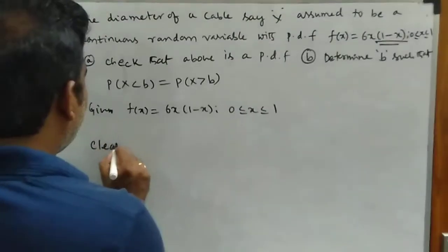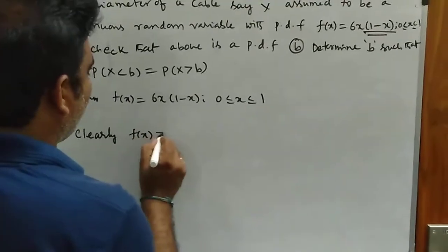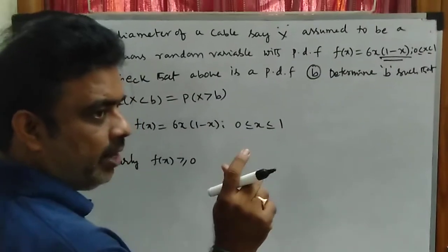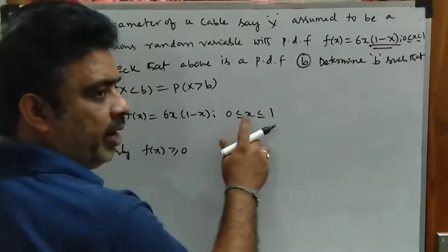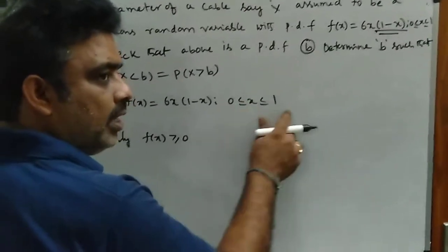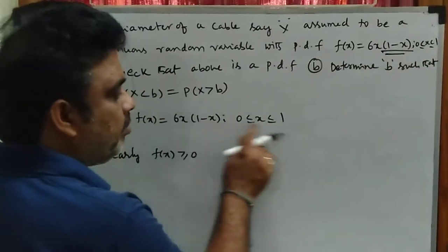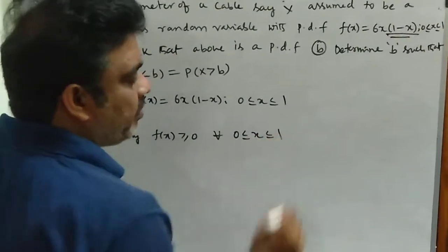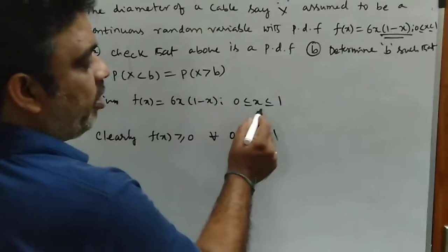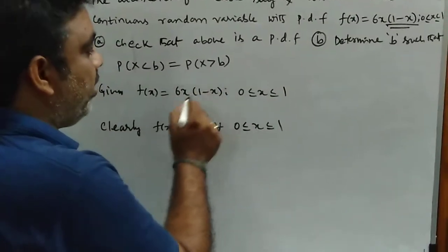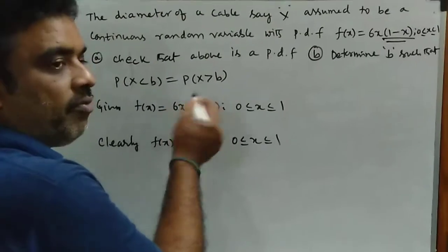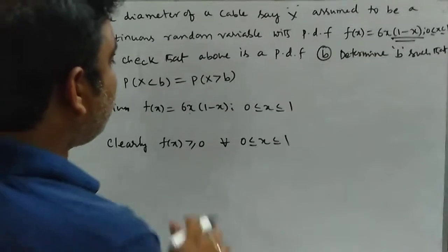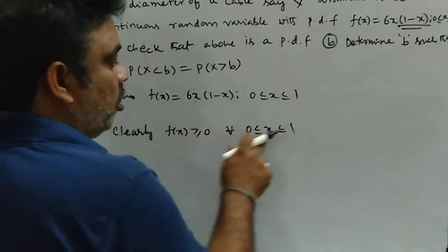So clearly f of x is greater than or equal to 0 for every x between 0 and 1. All are decimal values, 0.1, 0.2, 0.3, 0.5, 0.55, 0.6. So 0 and 1 are the only integer values. Whatever the value of x between 0 and 1, it is always positive. Am I right or not? Just observe the thing. Take x as 0.5. 1 minus 0.5 is 0.5. It is 1 by 2, 1 by 2, 6 by 4. That means it is a value greater than 0. So you can observe that f of x is greater than or equal to 0 for every x that lies between 0 and 1.